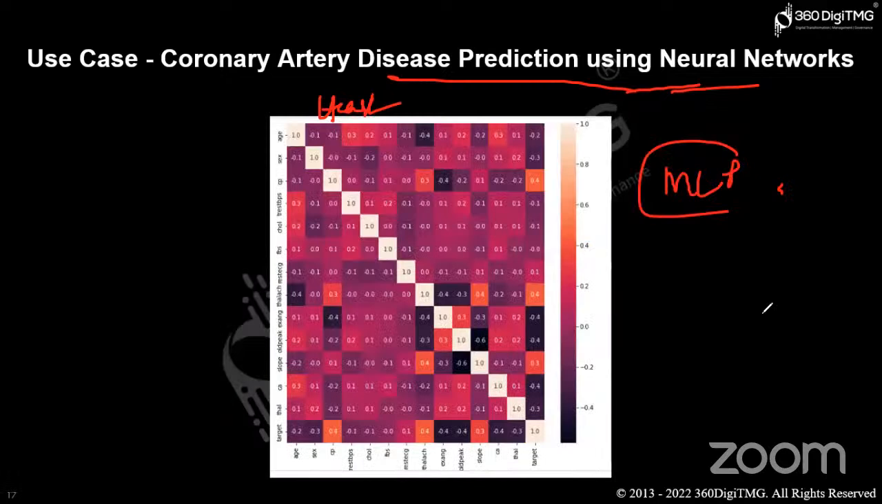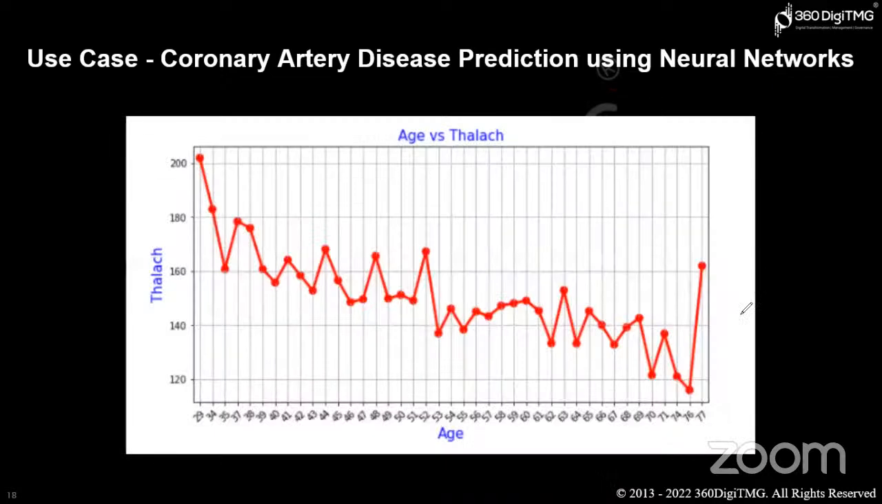When it comes to correlation, we don't really have any strong correlation among the input variables. So we can go ahead with it. We don't have any collinearity issues. Okay, proceed with the model.